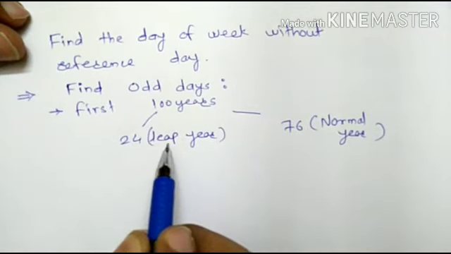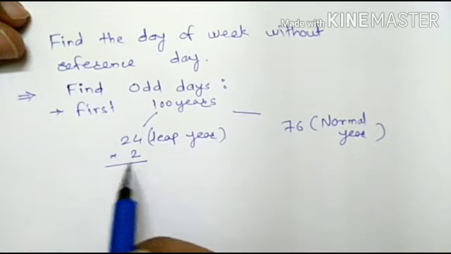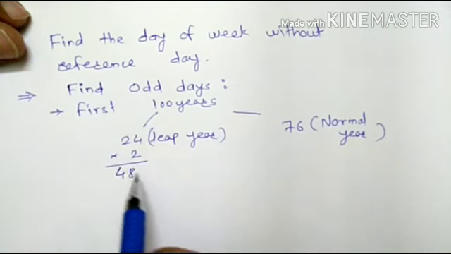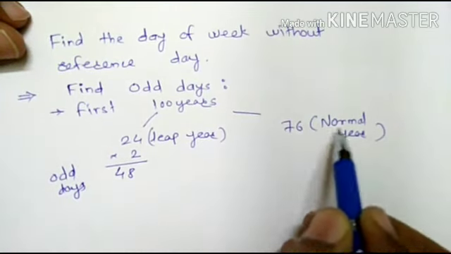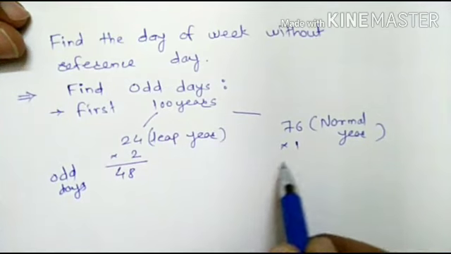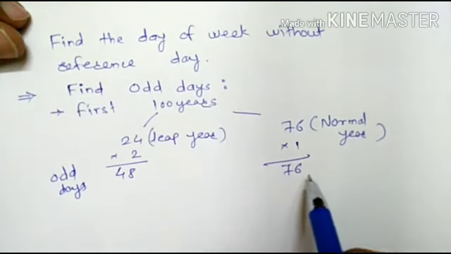In one leap year there are two odd days. In 24 leap years there are 48 odd days. Similarly, in one normal year there is one odd day, so in 76 years there are 76 odd days.